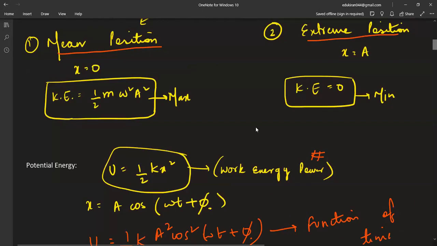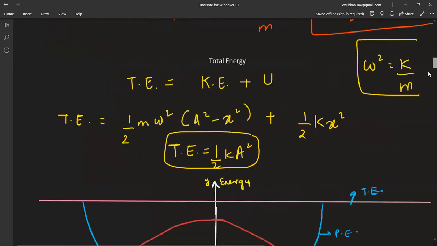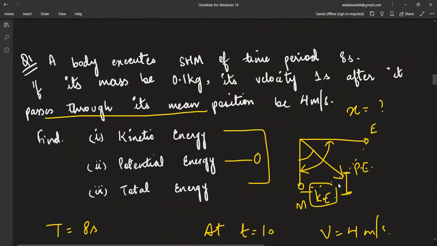You just need this x because we have no information about this half x square. It says that it has crossed the mean position. So if it has crossed the mean position, then what is the separation from the mean position, that is x. So since we are not completely aware of it, that's why I'm saying total energy we have divided into kinetic and potential. Understood? Yes, ma'am. Okay, write it down.